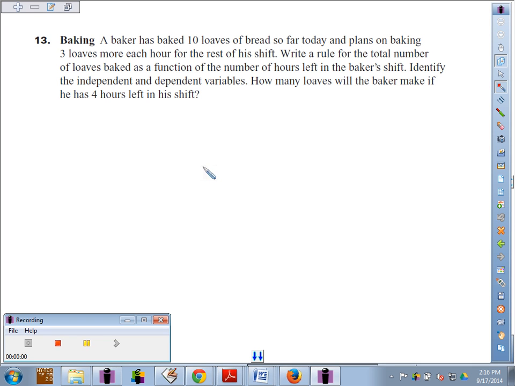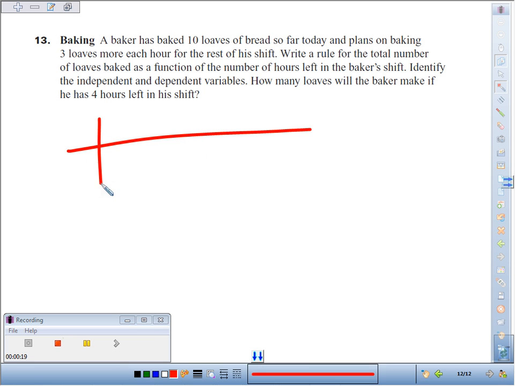Number 13. A baker has baked 10 loaves of bread so far today and plans on baking 3 loaves more each hour for the rest of his shift. Write a rule for the total number of loaves baked as a function of the number of hours left in the baker's shift. Identify independent and dependent variables. How many loaves if he has 4 hours left in the shift?